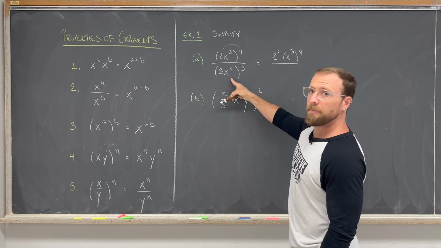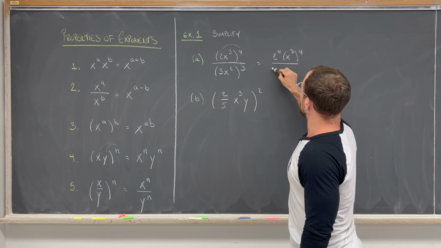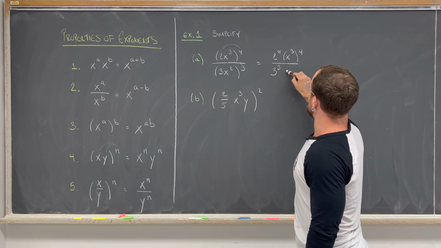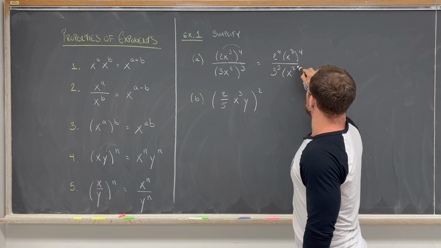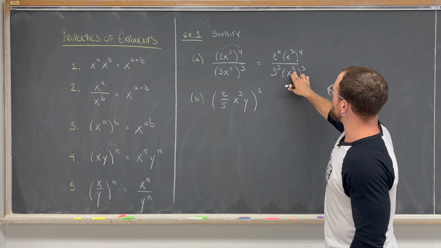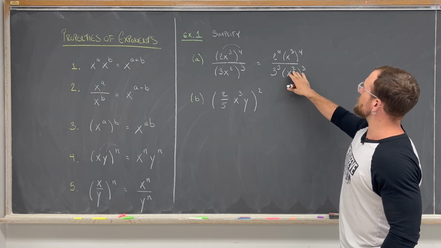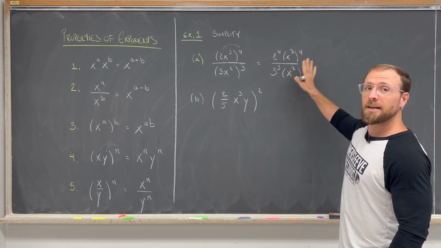The same thing has to happen in the denominator, and this time everything downstairs needs to get cubed. The 3 needs to get cubed, and the x squared needs to get cubed. The parentheses here are being inserted so that you don't have a 2 right up against a 3, making it look like 23. No, no, no. This is x squared times x squared times x squared, i.e.